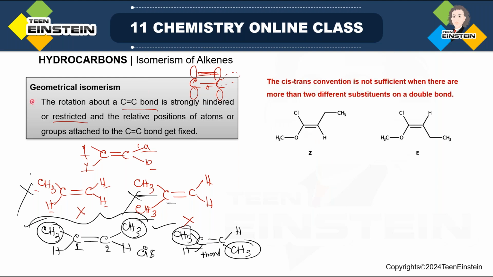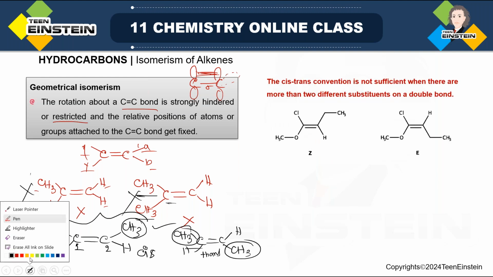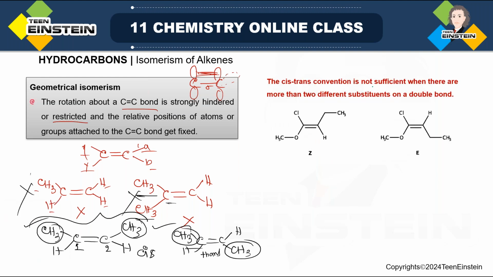Now, after cis-trans, sometimes cis-trans isomerism is not efficient. It is not sufficient when there are more than two different substituents. So in the previous examples, you just have two substituents, one methyl group, one H. You do not have any third type. But now look at these two molecules. They have a third type, because here you have Cl, you have OMe group, you have CH2CH3 group, you have H. So all the four groups are different.